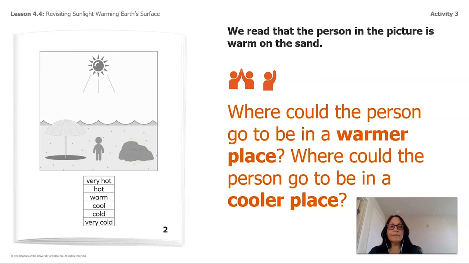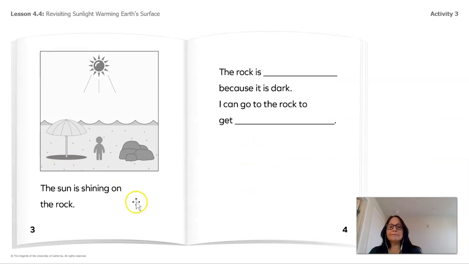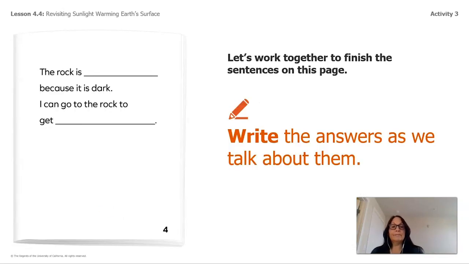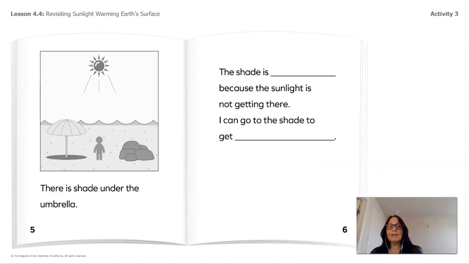So in your book, you are going to have one page that talks about the rock. So it says, the sun is shining on the rock. And now we're going to fill in the words, just like when we do our sentence frames. So it says, the rock is, the word would be warmer, because it is dark. I can go to the rock to get hot. Let me say that again. The rock is warmer because it is dark. I can go to the rock to get hot. Awesome. So I already helped you answer that question. Let's go on to the next one.